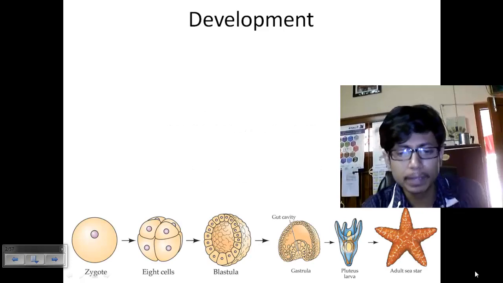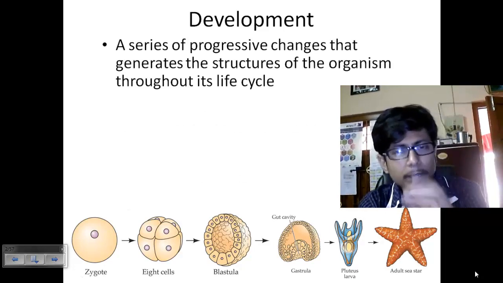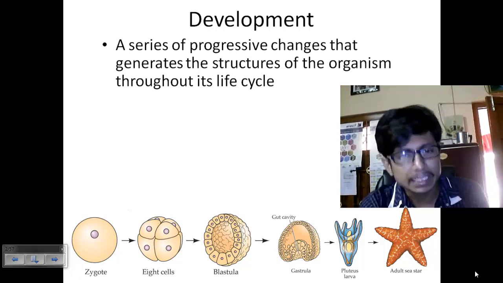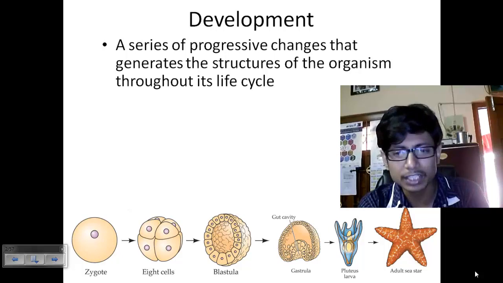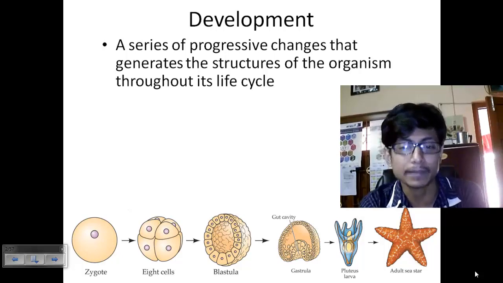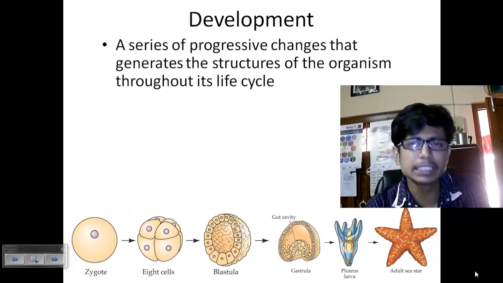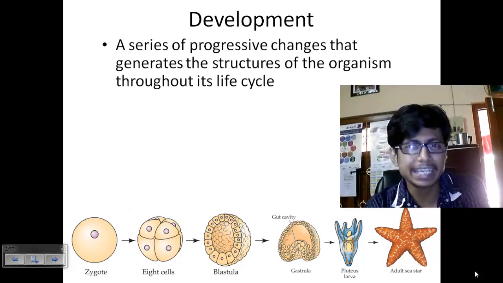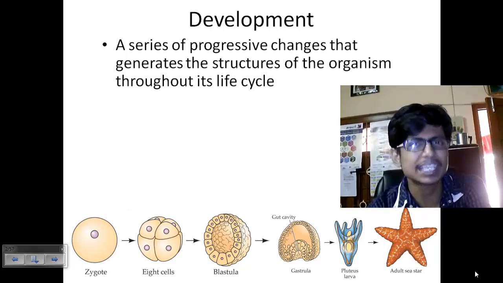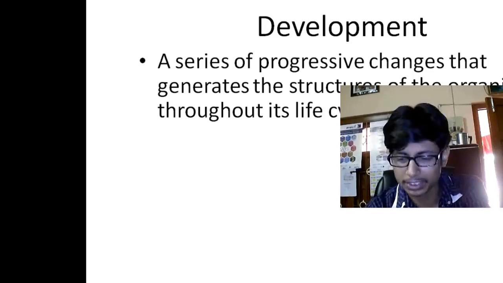In developmental biology, we must talk about what development is. The definition of development I can give you is something like this: a series of progressive changes that generates the structure of the organism throughout the lifespan and the life cycle. That is called development. So a series of changes, mostly in the form of cellular changes, genetic interactions with each other, and cell-cell interactions with each other, give rise to beautiful structures.